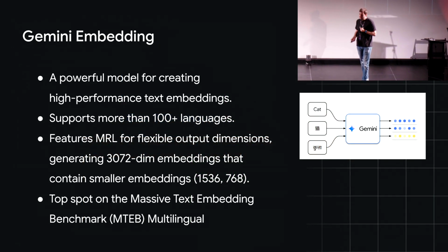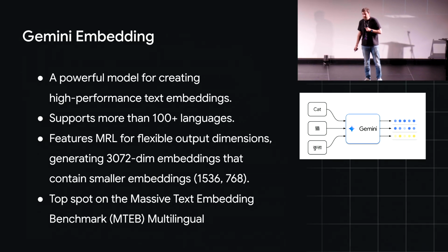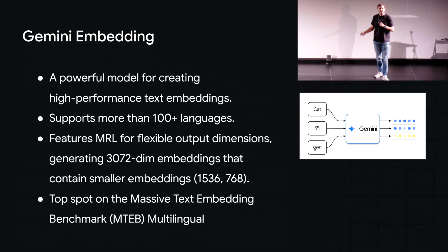And here's the rough overview. Gemini Embedding is a powerful model for creating high-performance text embeddings. It supports over 100 different languages. And it features Matryoshka representation learning for flexible output dimensions, starting at 3072, and then you can go lower. And right now it's holding a top spot on the massive text embedding benchmarks, which I'm showing in a moment.